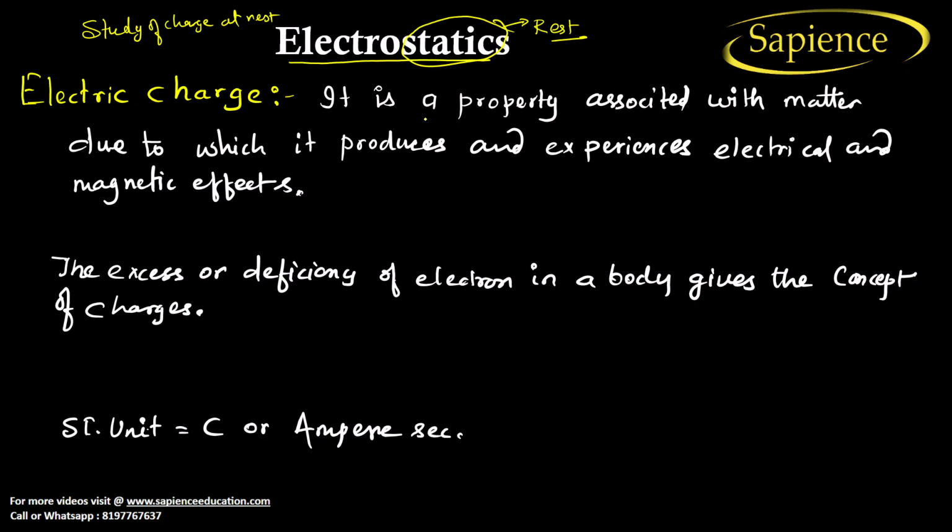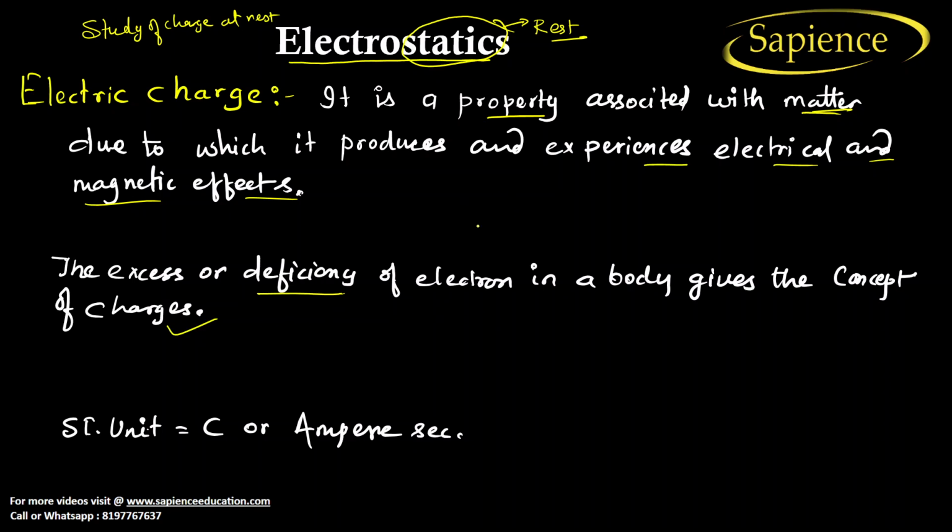Electric charge is a property associated with matter due to which it produces and experiences electrical and magnetic effects. The excess or deficiency of electrons in a body gives you the concept of a charge.